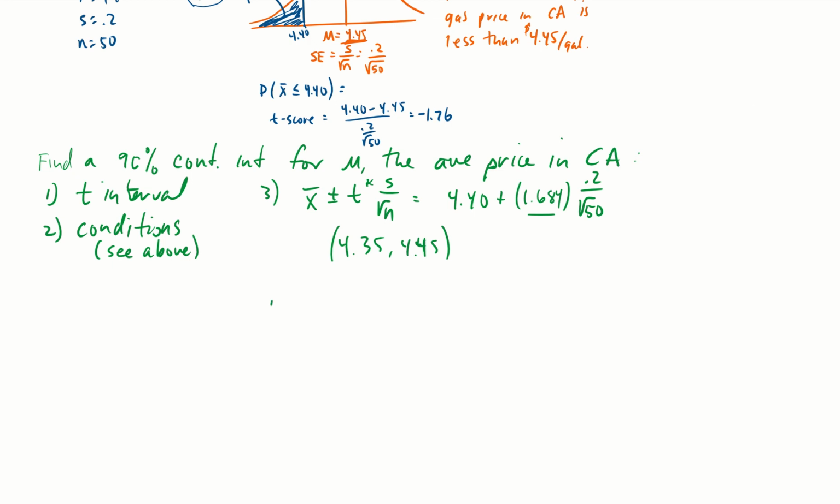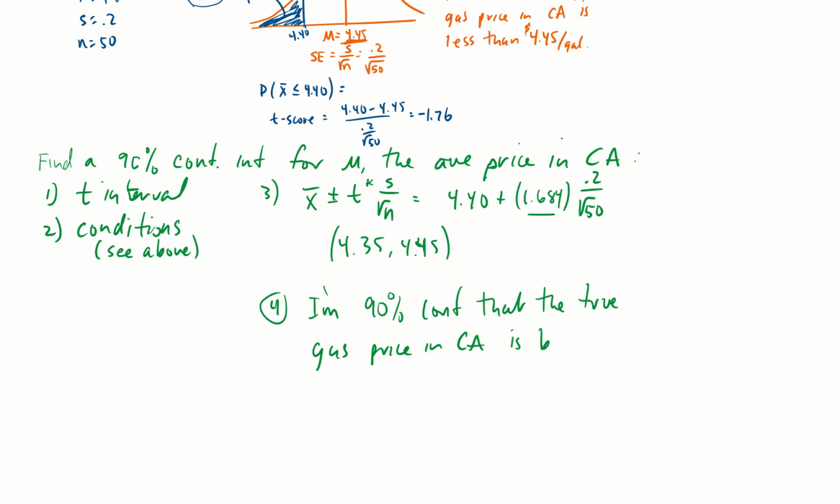So we'll say I'm 90% confident that the true gas price in California is between $4.35 and $4.45. So it's between those. It's not equal to 4.45. So that kind of matches what we found up here. It doesn't tell me exactly because I can't do it exactly, but I can give you an interval.